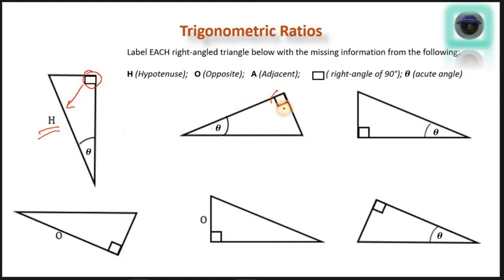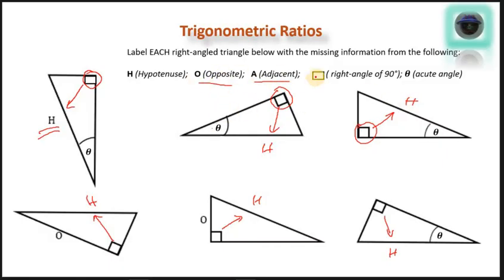So we can identify the hypotenuse in all of these. Here's my hypotenuse. Here's my hypotenuse. Here's my hypotenuse. Here's my hypotenuse. And here is my hypotenuse. Okay, now let's identify two new things, the opposite and adjacent.